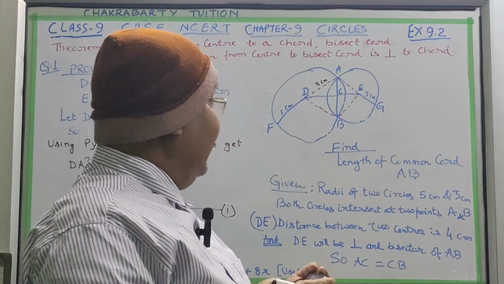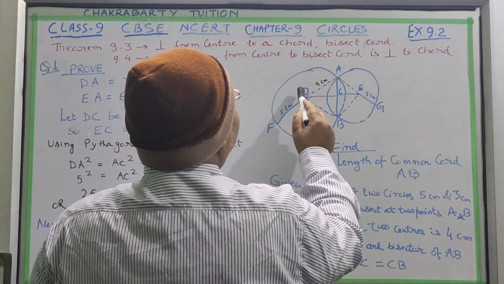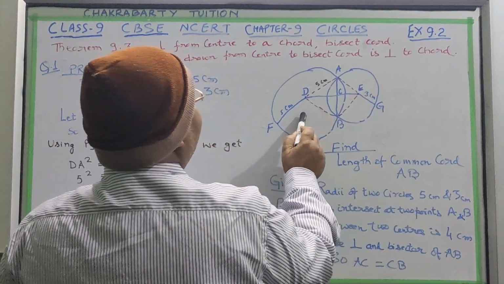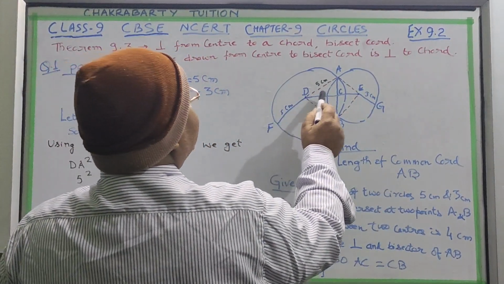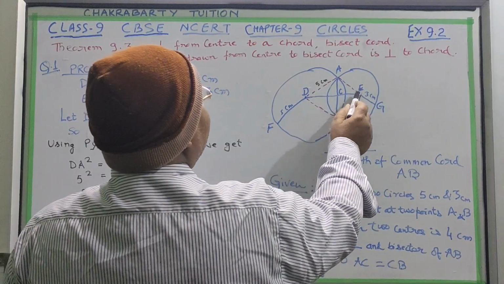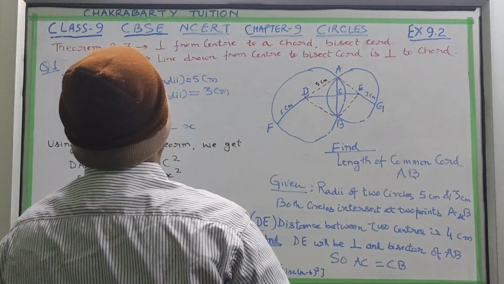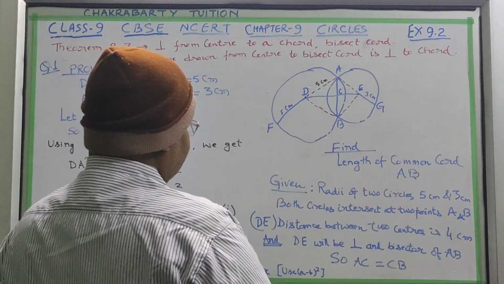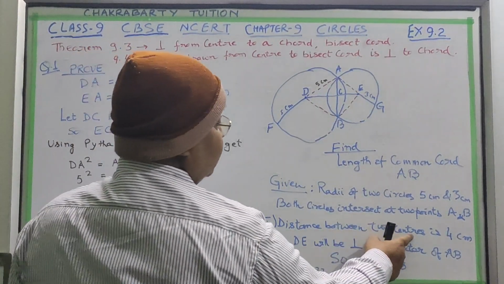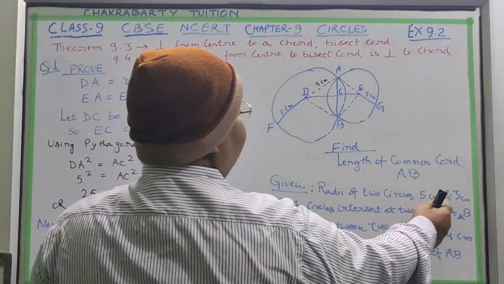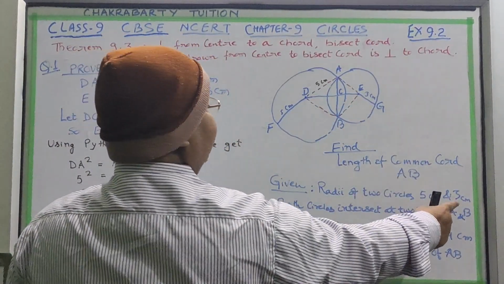So this circle is cutting this circle at point A and B, intersecting at 2 points, and the distance between their centers is 4 centimeter from D to E. Center of this circle is E and center of this circle is D. So distance between their centers is 4 centimeter, means DE equal to 4 centimeter. It is given. Radius of two circles 5 centimeter and 3 centimeter is given.